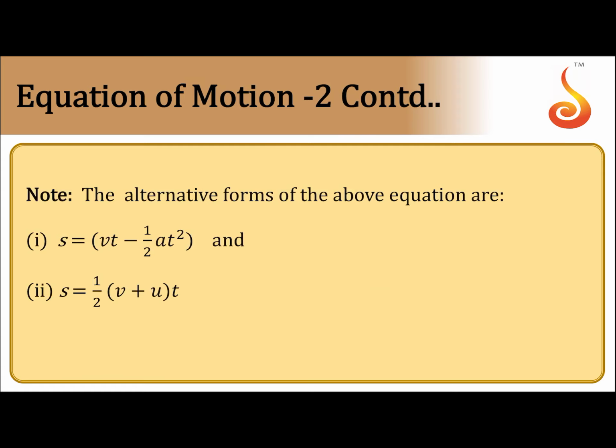So, remember three different versions of the second equation of motion are here: ut plus half at square, vt minus half at square, half into (v plus u) into t.